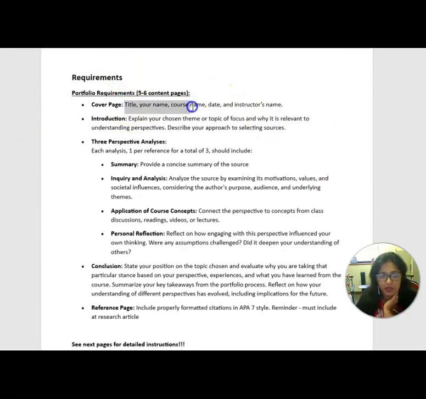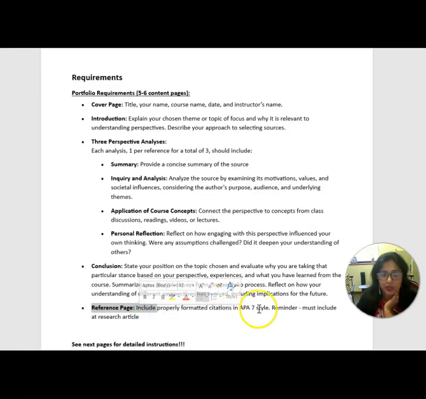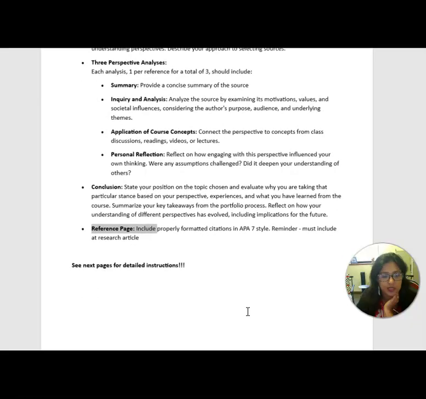So what you are doing now is writing the paper. You're going to have a cover page and an introduction, and then you're going to analyze each of your 3 sources for the issue that you chose. You'll have a conclusion and a reference page with your APA. You already have APA feedback on it, so use that.